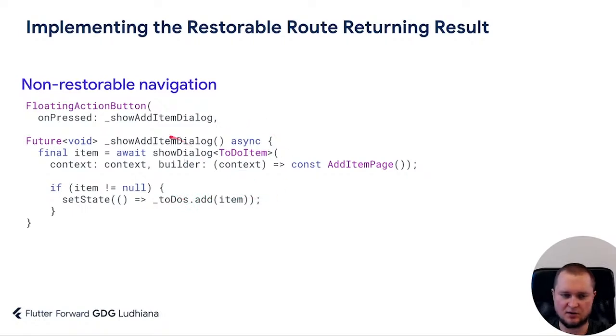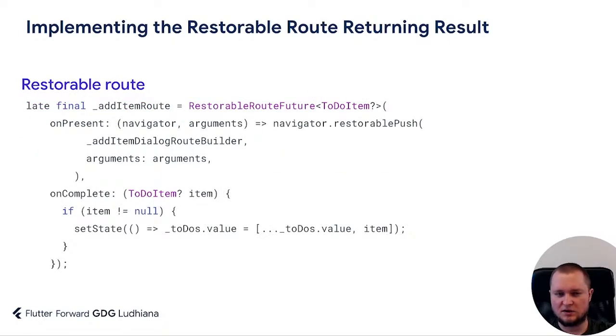In case of non-restorable versions, it's pretty simple. Just call the show dialog, await for item. If it is not null, we add the item to the list. It can be null if the user dismisses the dialog without pressing the add button, for example, using the back button on Android or touching outside the dialog onto the backdrop.